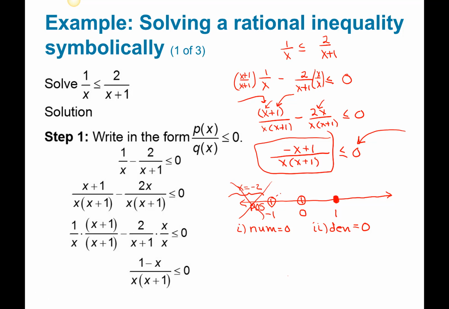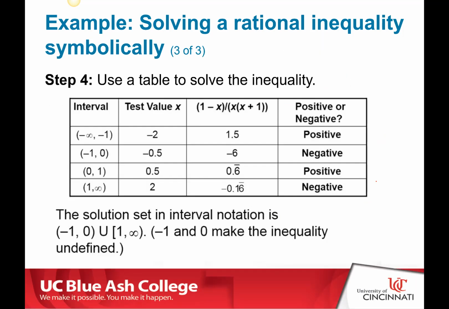Pick a number between negative 1 and 0, something like negative 1/2. Pick a number between 0 and 1, something like a positive a half. Pick a number over here, something like 2. And see if it comes out positive or negative, and then only pick out the intervals where it's a negative value. Does that make sense? Okay, and actually that covers a whole lot of these and finishes off section 4.7. How about that?